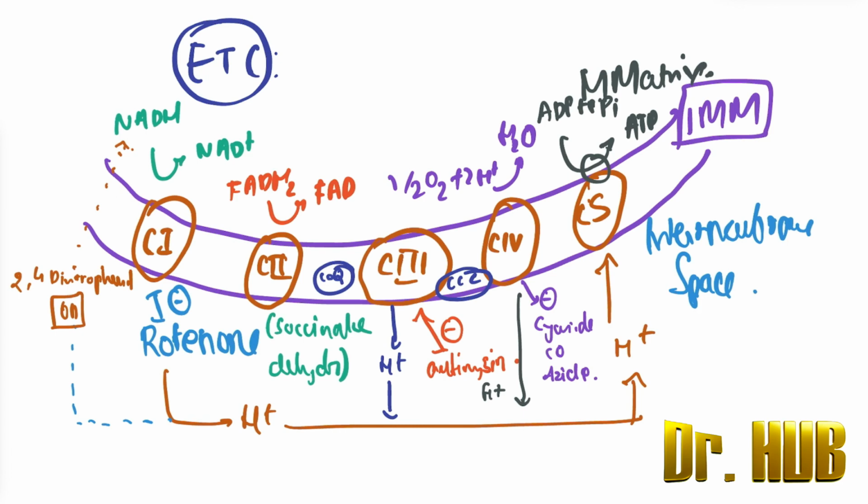Then in complex 5, what is the inhibition? The inhibition here is brought by oligomycin. So in complex 1 it was rotenone. We are just talking about the inhibitors. In complex 2 we had succinate dehydrogenase. Antimycin inhibits complex 3. Cyanide, CO and azide inhibit complex 4, and complex 5 is oligomycin.